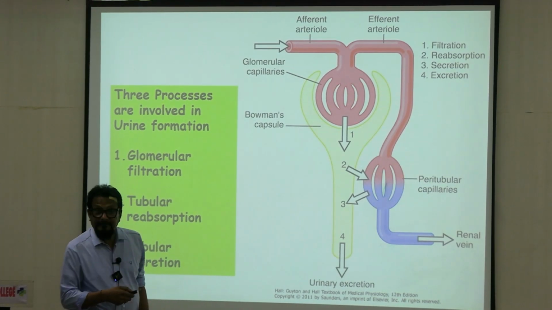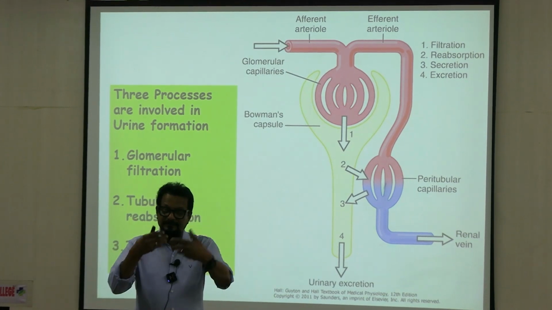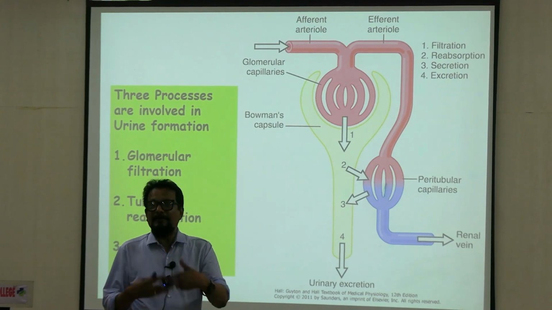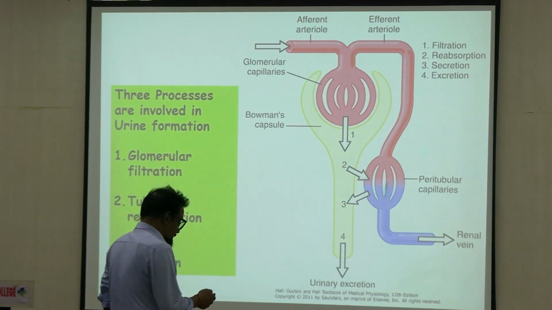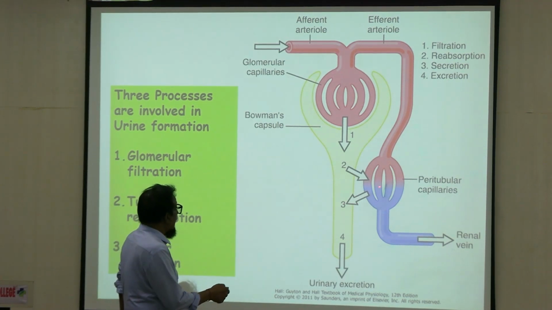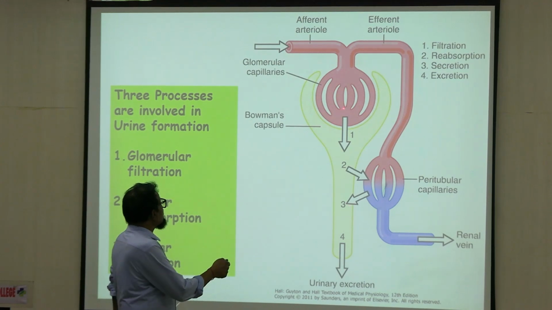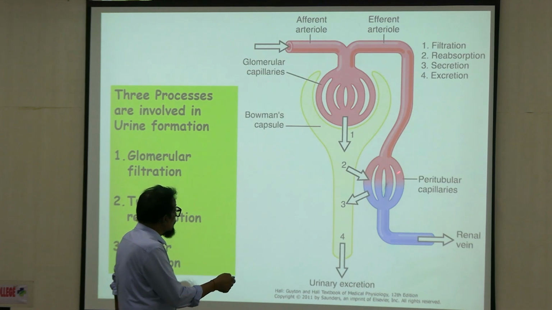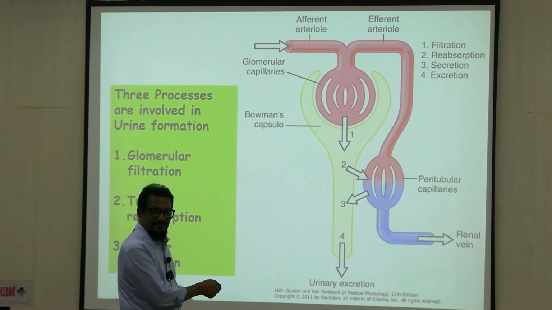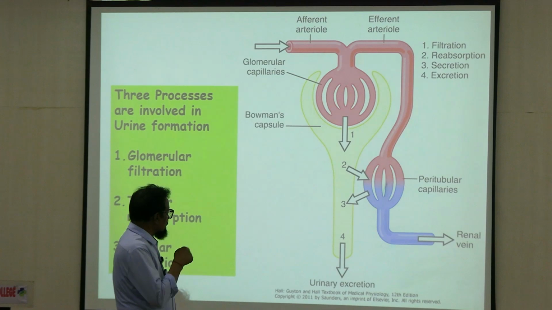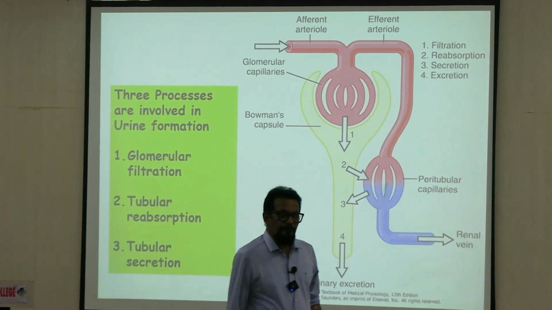And because these are important for the body, I have filtered almost everything. Okay, so out of this, some are very important for me. So that part I will reabsorb. And some part I will secrete. Some part is secreted through this filtrate, and some part is not filtered but secreted directly from the blood here. So this is tubular secretion. Okay, then there will be formation of urine.